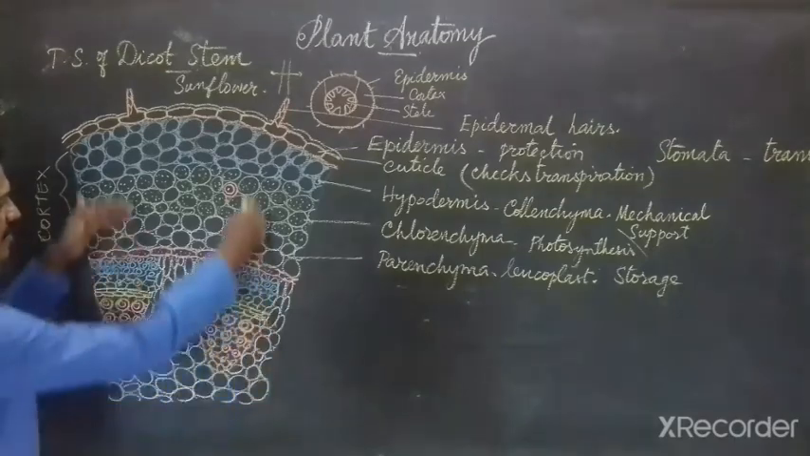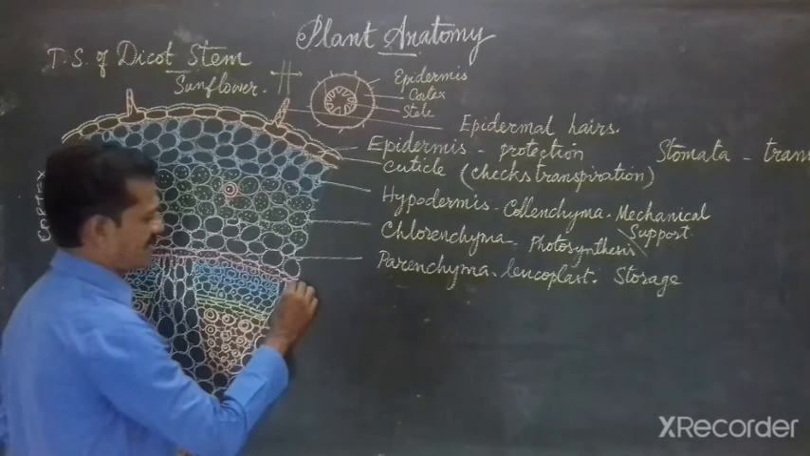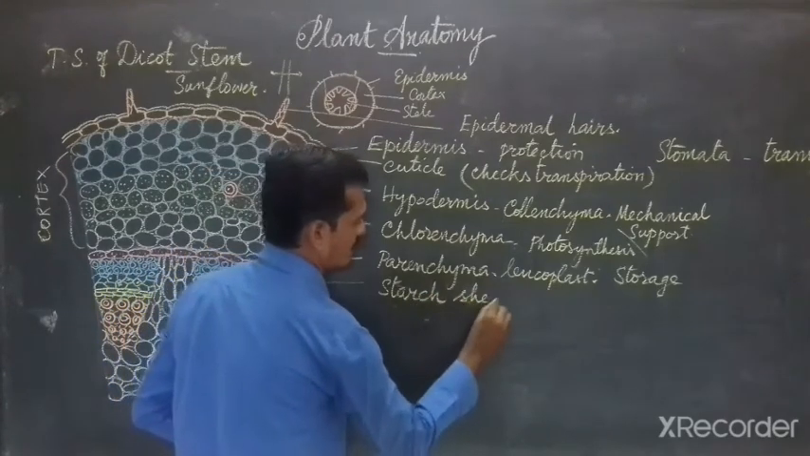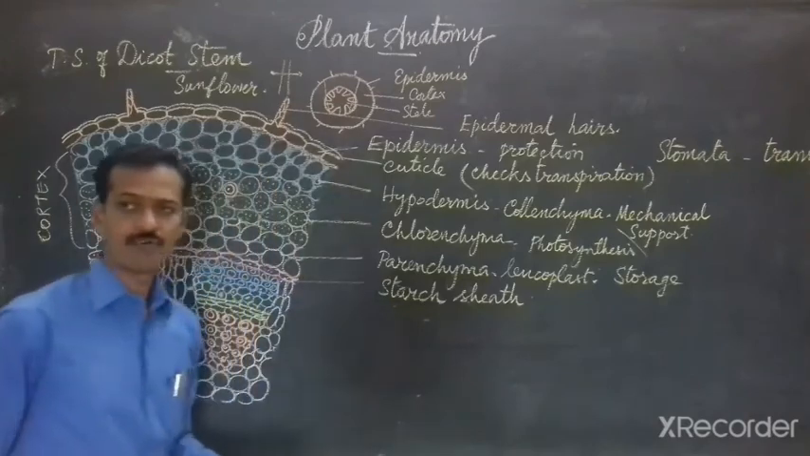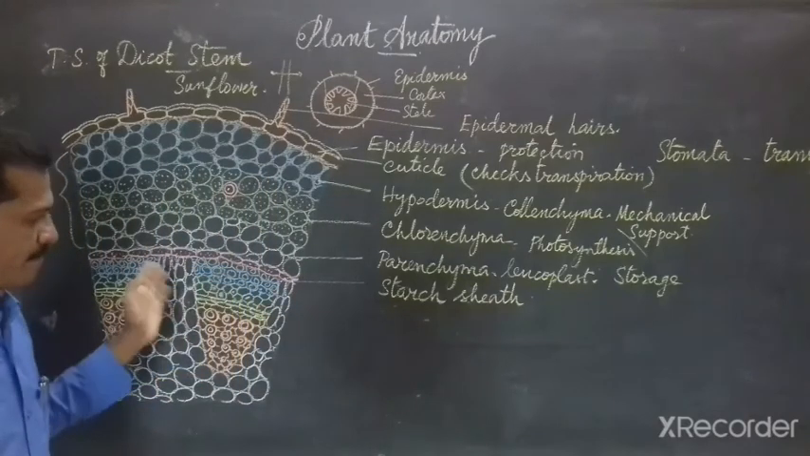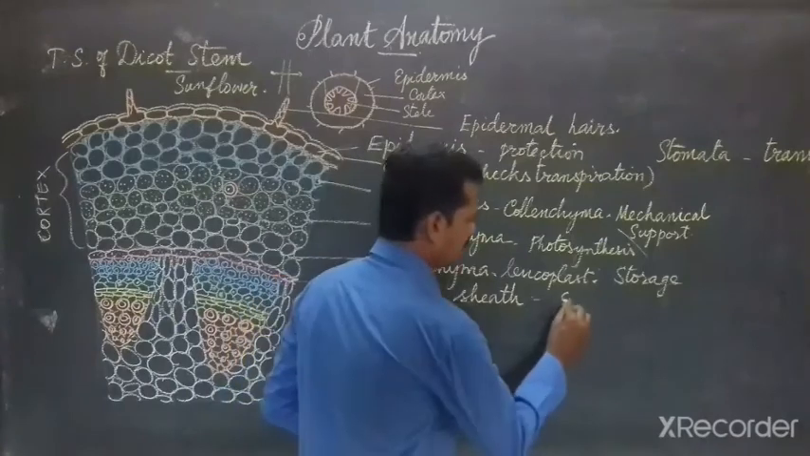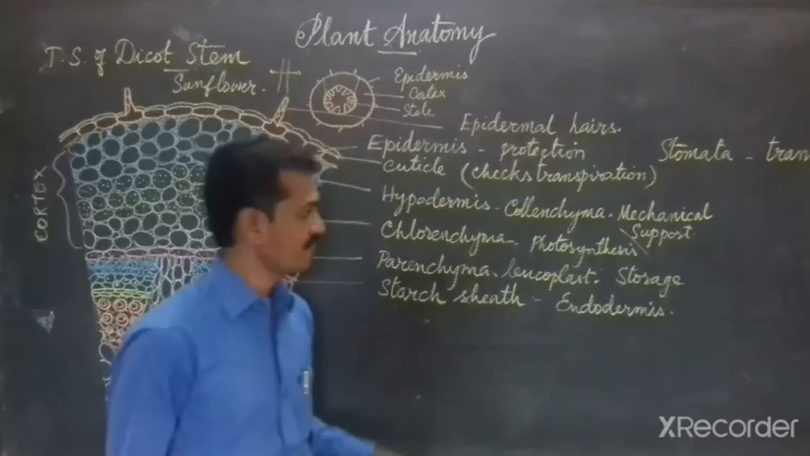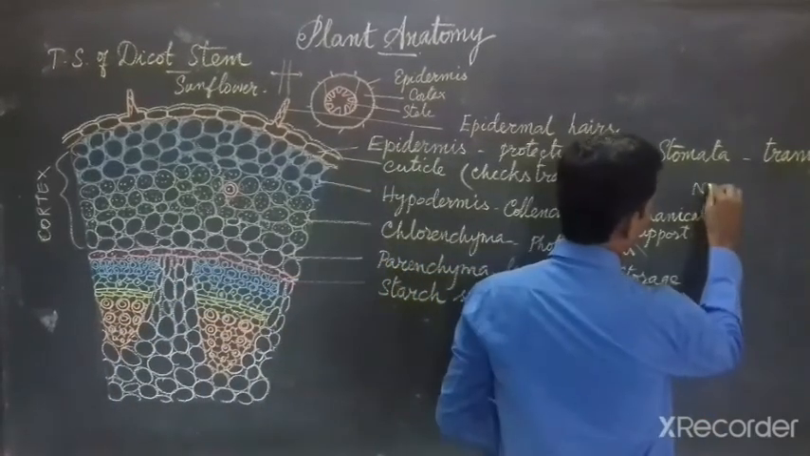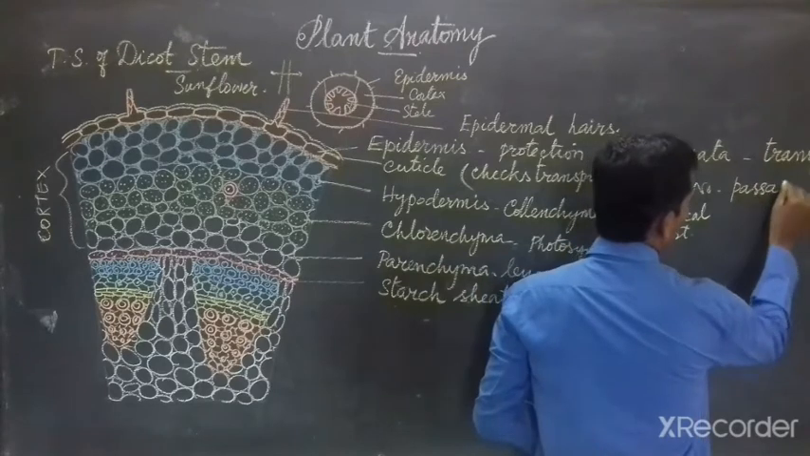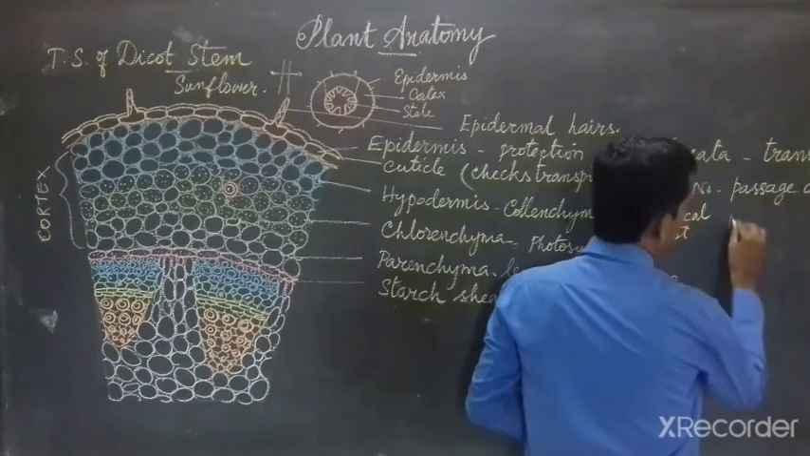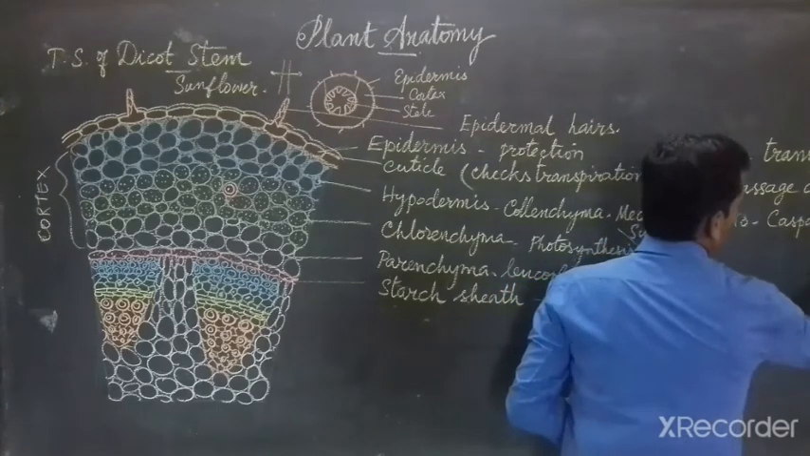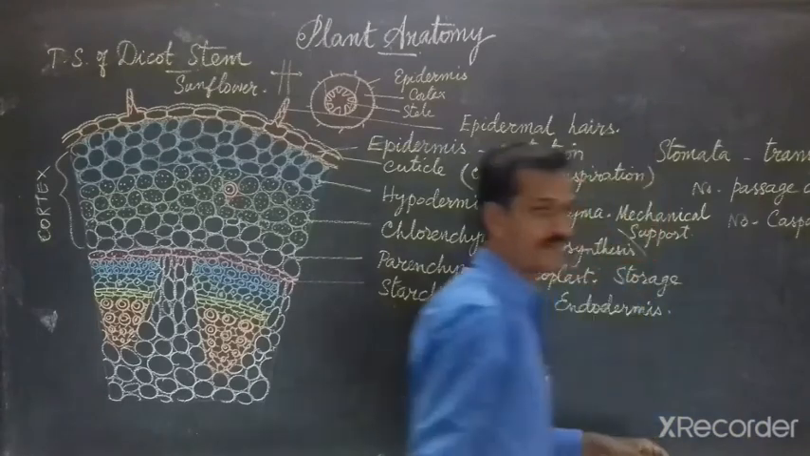The innermost layer of the cortex is the starch sheath. An abundant amount of starch is stored here. It looks like the endodermis of the root, but here there are no passage cells and there are no Casparian strips. That's the main difference between the endodermis of the root and the stem.